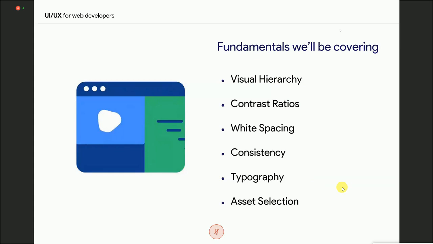I won't go into explaining these terminologies, but when we will be doing the designs in Adobe XD, I will go through all these while covering the design. First of all, we have visual hierarchy, contrast ratios, white spacing, consistency, typography, and asset selection. Don't get confused about all these things. We will surely cover them up later on.